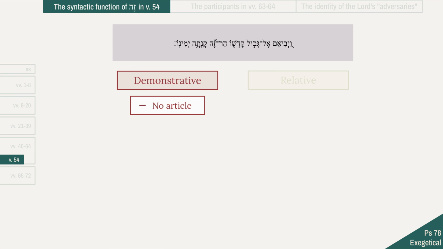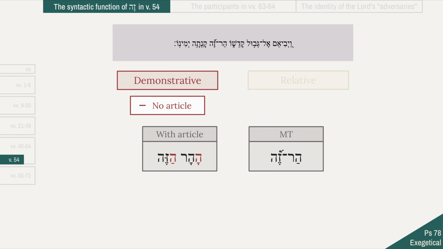The issue with the demonstrative interpretation is that there's no definite article. Normally, whenever ze functions as a demonstrative, both ze and the noun it modifies have the definite article. So, for example, ha'ish hazeh. So here we would expect hahar hazeh, but instead we just get har ze.